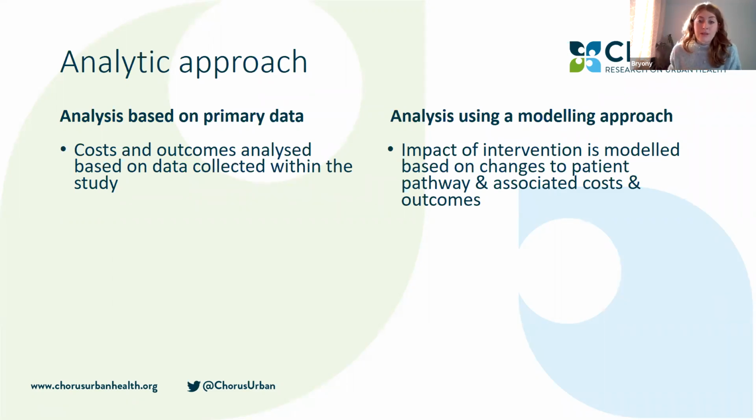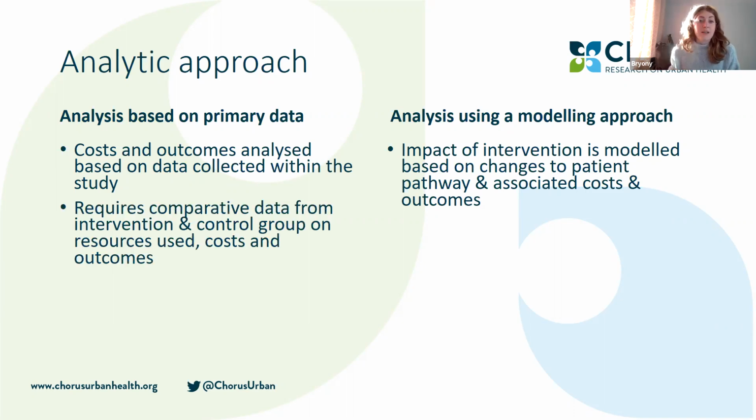And there are also differences in these two approaches in terms of the data requirements, the time horizon, and the analytic skills needed, each of which has advantages and disadvantages which we might want to think about. So in terms of data for analysis based on primary data, we have to make sure comparative data from intervention and comparator groups on resources used, costs and outcomes is collected within our study. And this can have advantages as we're able to design data collection tools, and so we have some control over what data is available for the evaluation. But we also have to think about whether collecting this sort of data will be feasible.